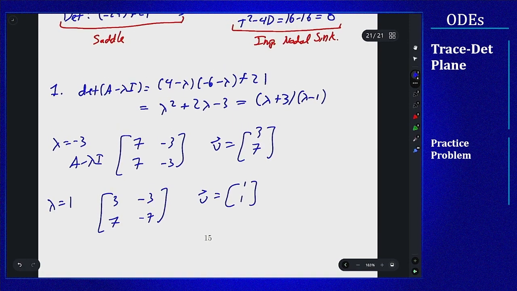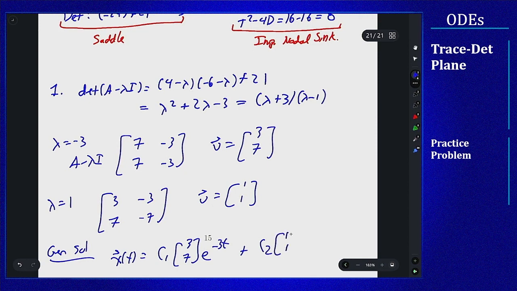And so our general solution for problem 1 will be C1 times (3, 7) for the vector, e to the minus 3t, plus C2 (1, 1) e to the t. And that, in fact, is a saddle, as expected. For number 2 here, we had the matrix [1, -3; 3, -5].